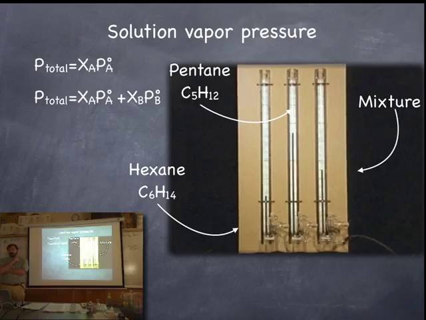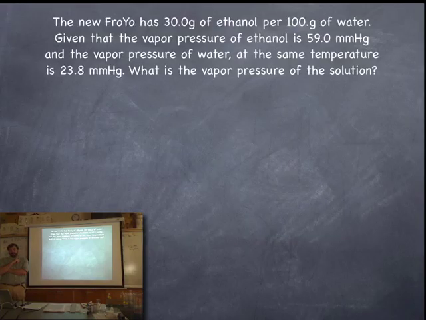All right, so one more example here. We have 30 grams of ethanol mixed in 100 grams of water, which would give us something like a 60 proof. Given that the vapor pressure of ethanol is 59 millimeters of mercury and the vapor pressure of water at the same temperature is 23.8 millimeters of mercury, what's the vapor pressure of the solution?